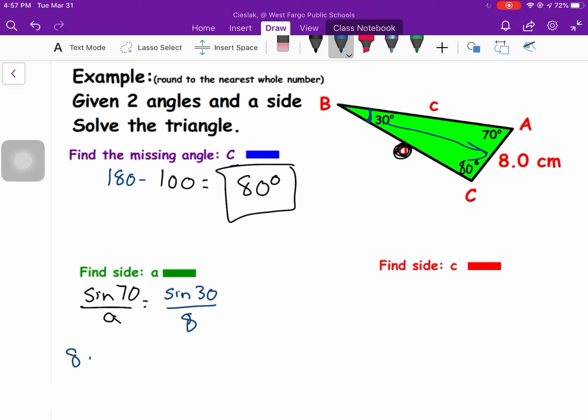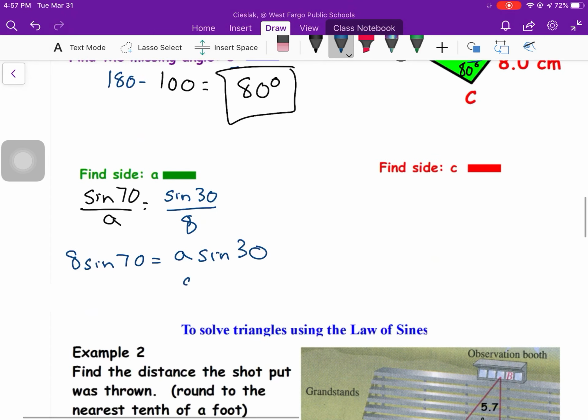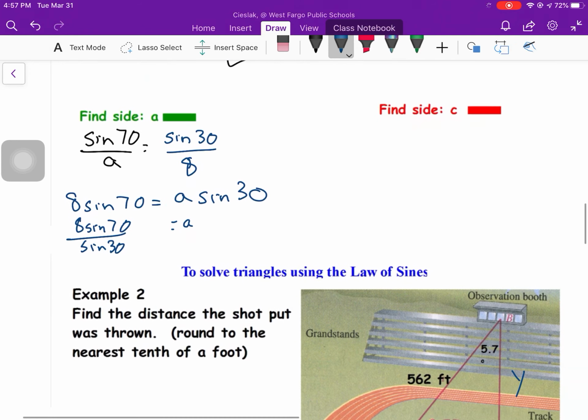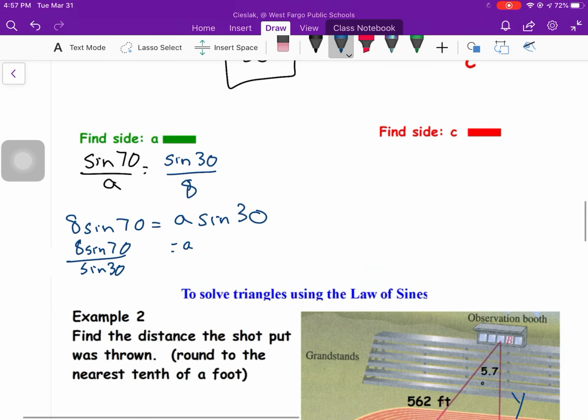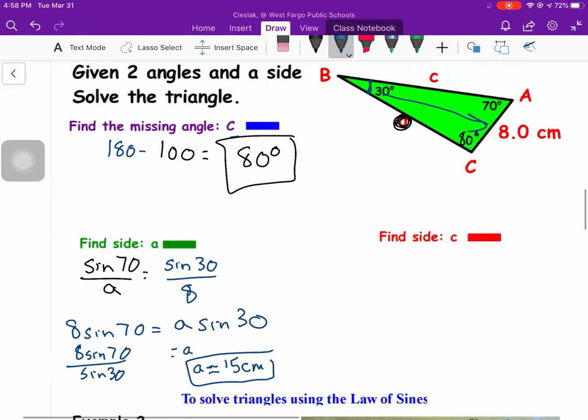Now we're going to do that dirty thing where we cross multiply. So I'm going to get 8 sine 70 is equal to a sine 30. To get a by itself, a is equal to 8 sine 70 divided by sine of 30. At home, you guys should try and type this into your calculator. It says to round to the nearest whole number, and that gives us a is approximately, if we round, 15 centimeters.